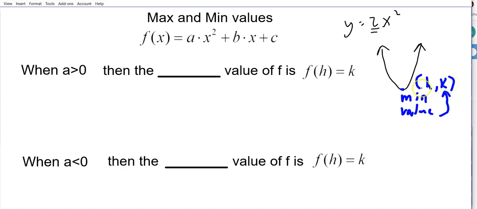So it's not actually, the minimum is the ordered pair, but the minimum value is going to be the k value there. That's what this says. The minimum value is there. And so this would be the minimum value of f if a is bigger than 0.